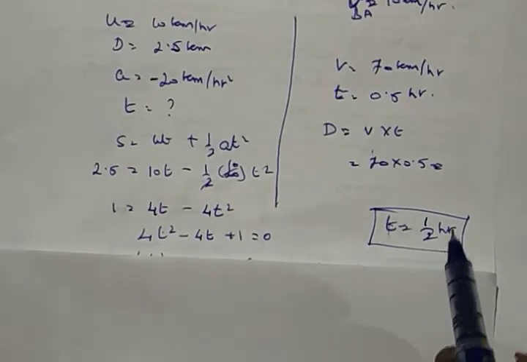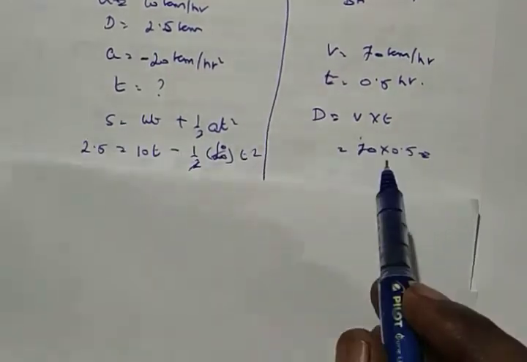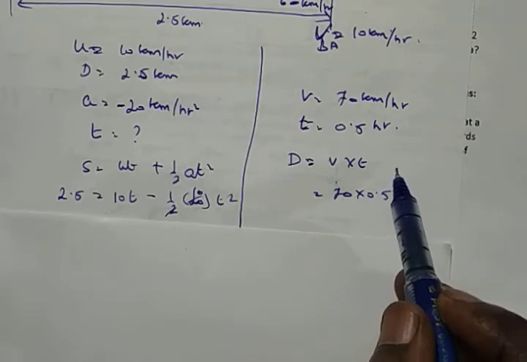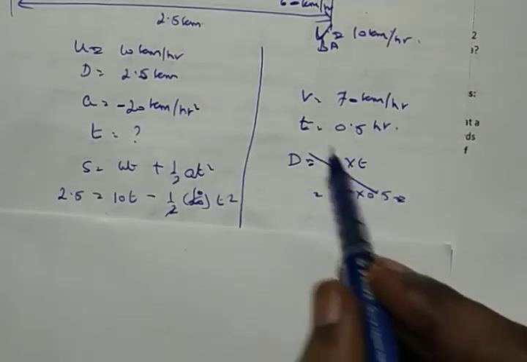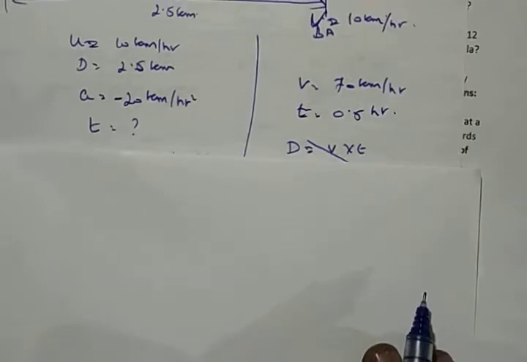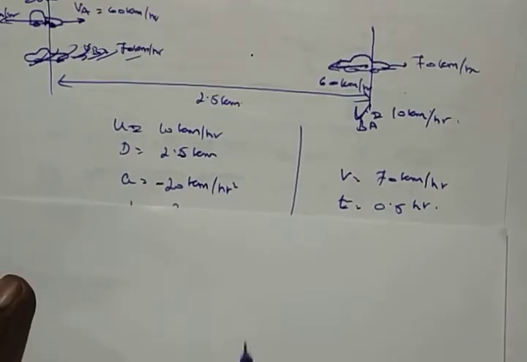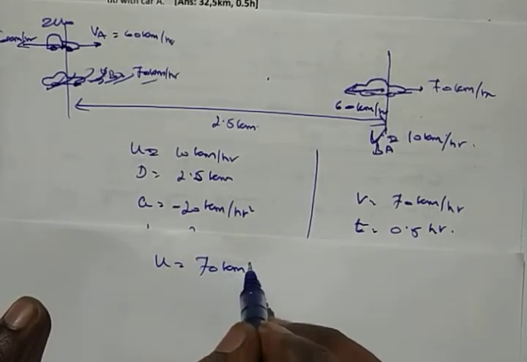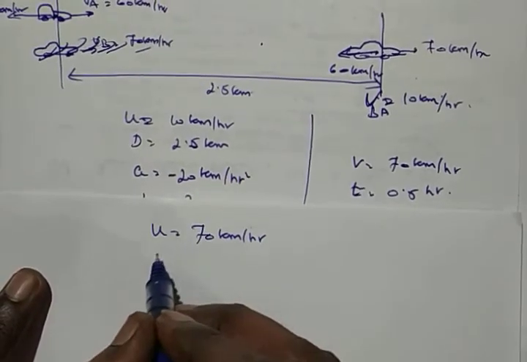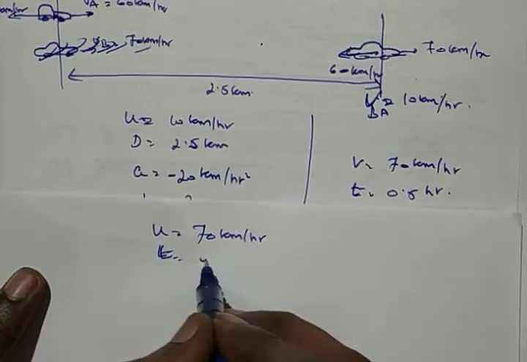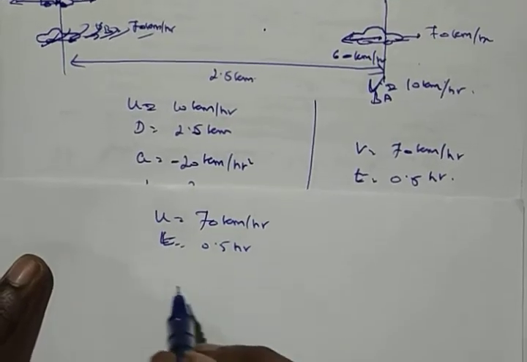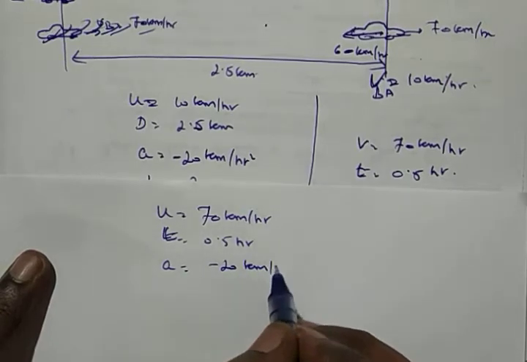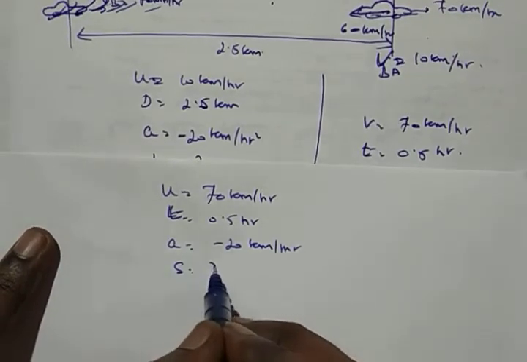Now this formula will not work because there is a retardation. We need to put the retardation also. So we will take the same format into a little more elaborate one. The initial velocity is 70 kilometers per hour, the time is 0.5 hours, the retardation is minus 20 kilometers per hour square, and the distance is equal to question mark.